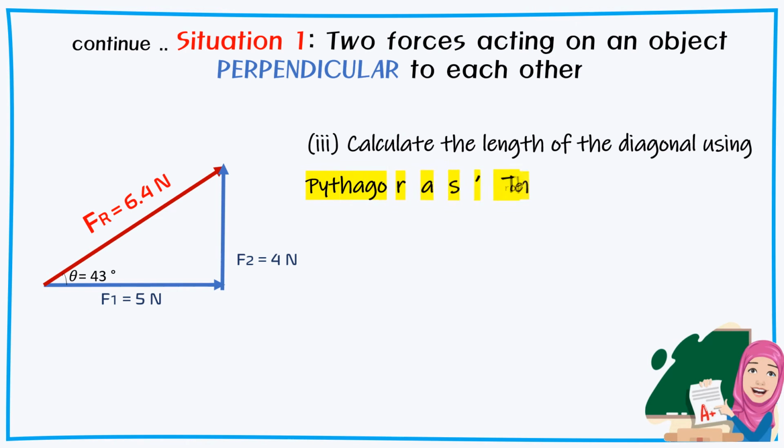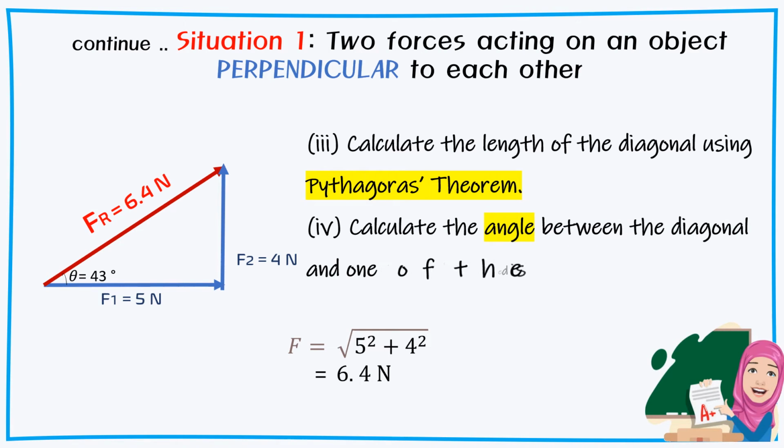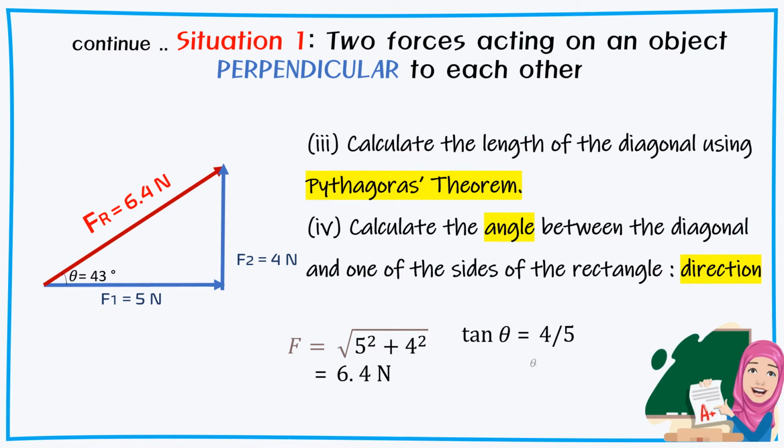Then calculate the length of the diagonal using Pythagoras theorem. The resultant force is equal to the square root of 5 squared plus 4 squared, which is 6.4 Newton. Don't forget to calculate the angle between the diagonal and one of the sides of the rectangle, which indicates the direction. Tangent theta is equal to 4/5. Therefore, theta is equal to shift tangent 4/5, which is equal to 39 degrees.